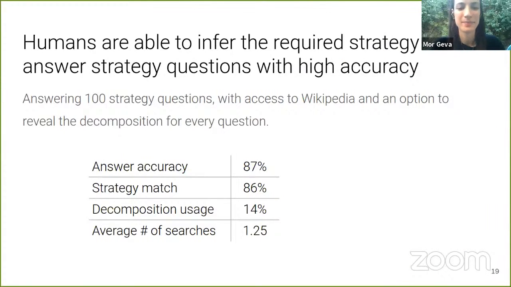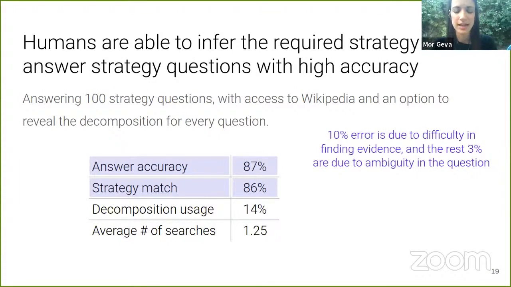Yeah, so the first thing that we wanted to check after collecting the data was how well humans are able to infer the required strategy and answer the questions, because it's not obvious that one could always identify the correct strategy. So we sampled yet another 100 questions and tried to answer them with access to Wikipedia. We also had an option to reveal the decomposition. And what you could see is that humans are able to answer questions pretty well, and are also able to identify the relevant strategy.